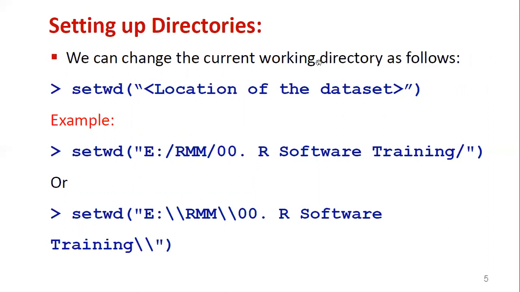We can change the current working directory by using the following command. You can use setwd. Set, W stands for working, D stands for directory. This is the command we have to use. setwd. Within parentheses, within double quotes, you can provide the location of the data set. So how to find the location of the data set? You can search where the file is located. Then you can right click on the file, click on the details.